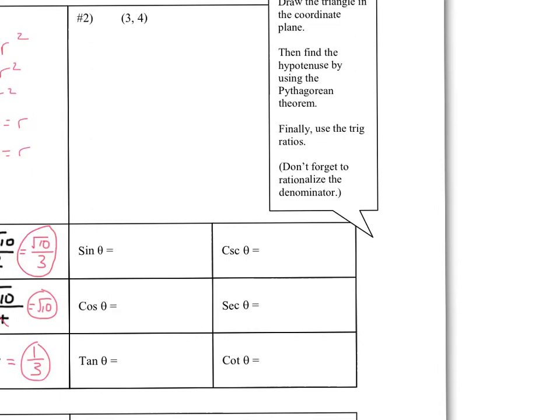Number two, same directions. Find the values of the six trig functions of an angle in standard position if a point with the given coordinates lies on the terminal side. (3, 4) is in quadrant 1.